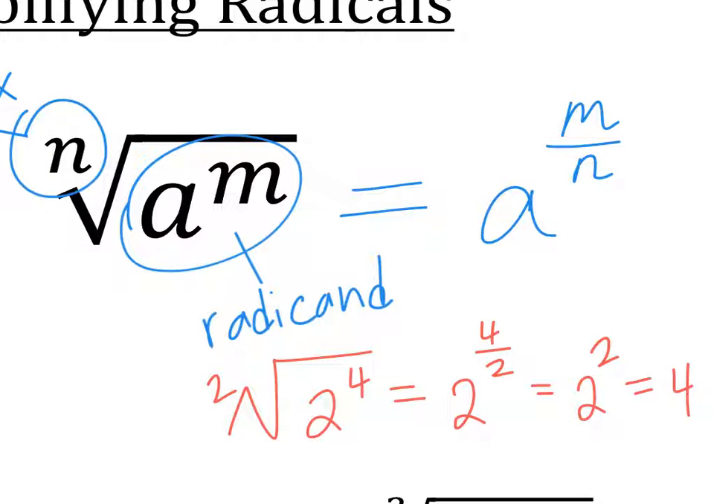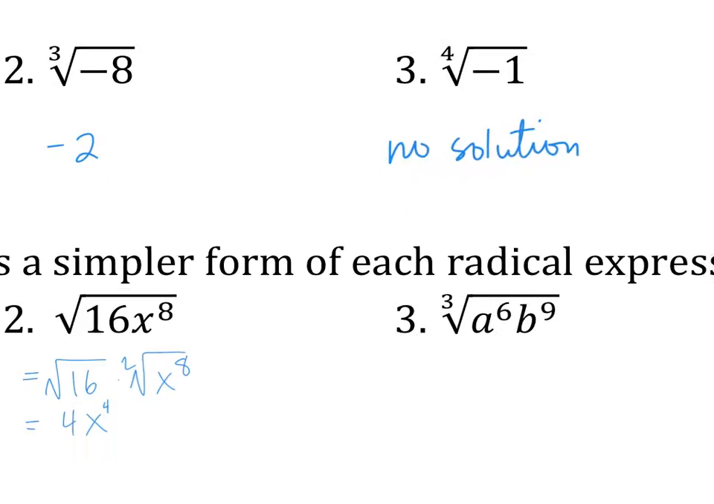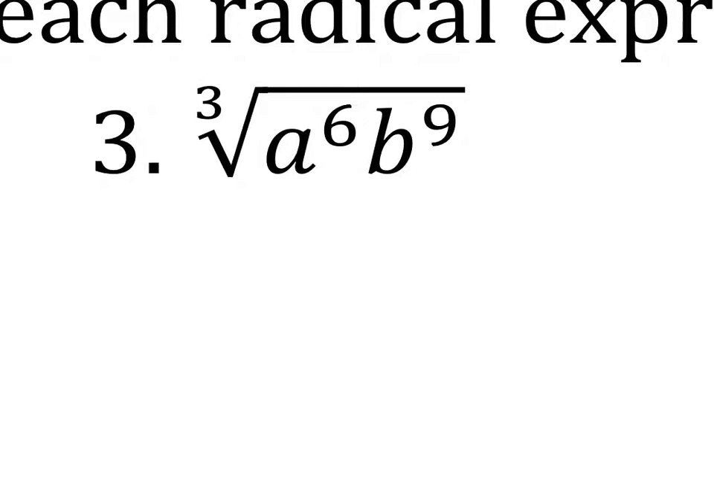Okay, so this might make some of the homework problems a little easier because you can change it to a fraction and simplify it. Okay, so let's try it. Number 3, cube root of a to the 6th, b to the 9th. If you don't know how to split it up 3 ways, you could do the fractional exponent, so try that.